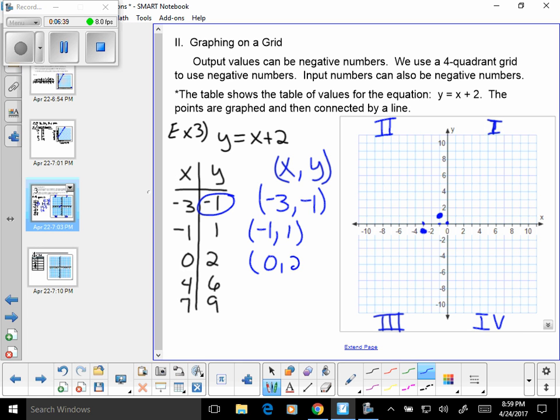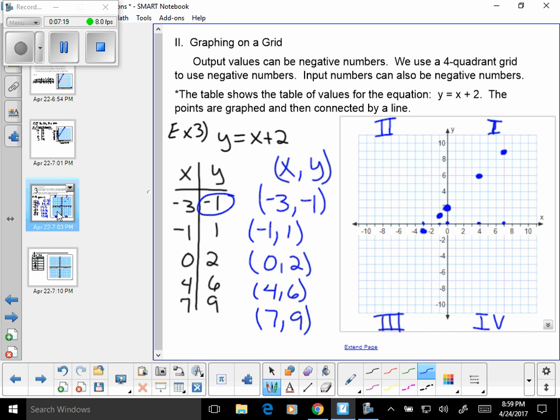My next ordered pair is 0, 2. I'm going to stay at 0, I'm going to go up 2. My next ordered pair is 4, 6. I start at 0, go over to 4, over here. Now I got to go all the way up to 6 and make a dot. And then my last ordered pair is 7, 9. I start at 0, go all the way over to 7, which is here. And this time I'm going to follow that line all the way up to the 9 and make a dot.